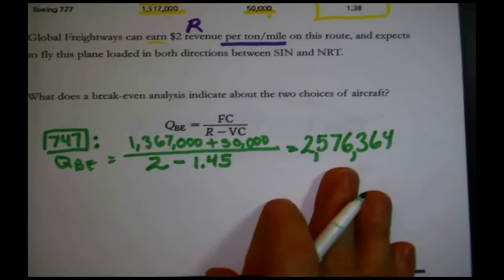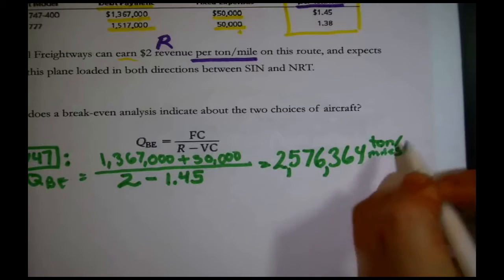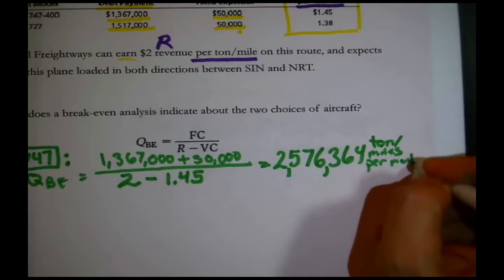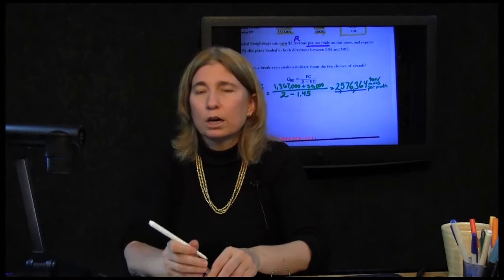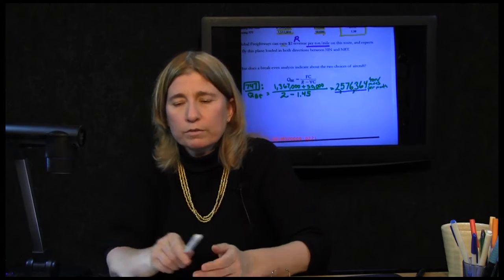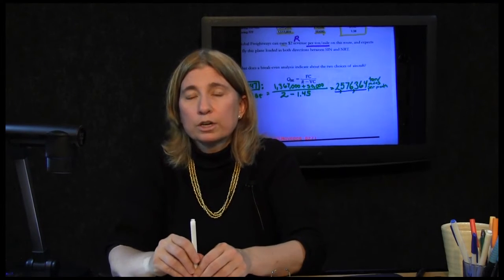2,576,364. What on earth actually is that? Ton miles per month. That is the break-even point for the Boeing 747. We just filled out that formula. How did I know to label it ton miles per month? Well, first off, ton miles, if you just look at this scenario, is apparently how we are measuring output of the aircraft. How many tons were carried, how many miles. You can tell that by looking at the variable cost data and the revenue data. Per month, how did we know it was monthly? Because the fixed cost information was per month.